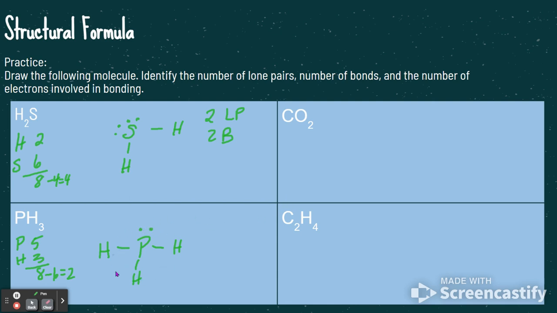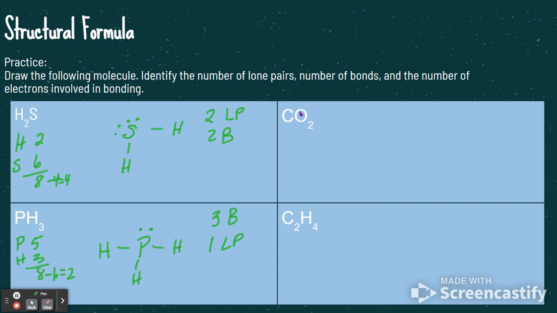And this looks very similar to what we did with nitrogen, once again, because phosphorus and nitrogen are in the same family and they're going to have the same chemical behavior. So once you figure out one central atom and how it works, you get really good at guessing at what the other ones are going to look like. So we have 3 bonds and 1 lone pair, like that.